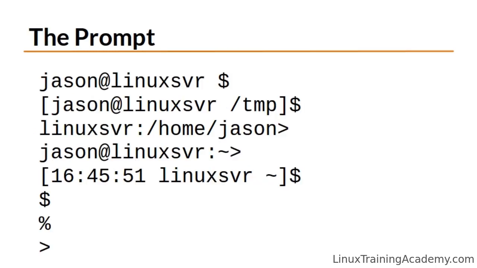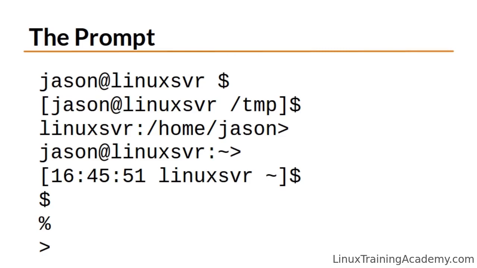Prompts can vary greatly in appearance. Sometimes they're very simple. They're only one character in length, like a $ sign. Sometimes they contain more useful information, such as the account you're using, the name of the server that you're connected to, and the directory that you're currently in.